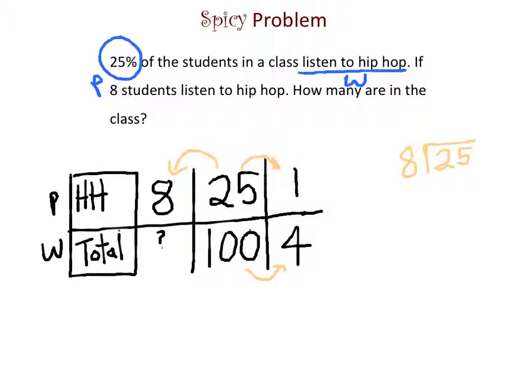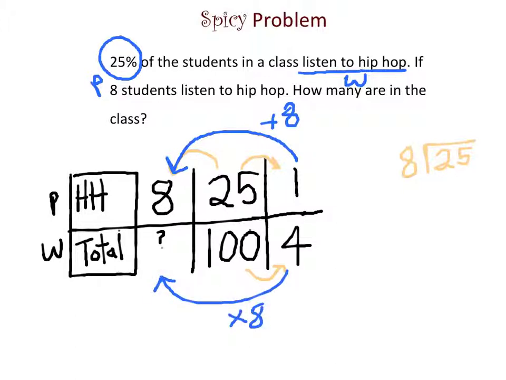And now once I've done that, it's really easy for me to see, oh, if I want to get from 1 to 8, well, that's easy. I just multiply by 8. 1 times 8 is going to be 8, which means I have to do times 8 on the bottom. And 4 times 8 is 32. So let's see, what's the answer to my question? How many students are in the class? Oh, there are 32 students.